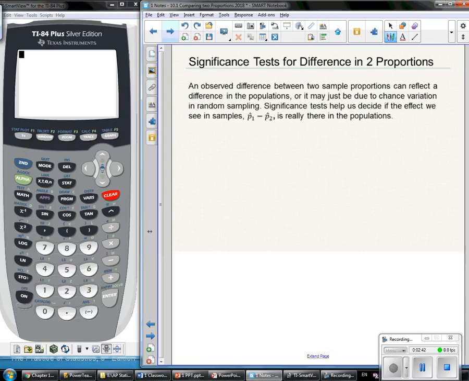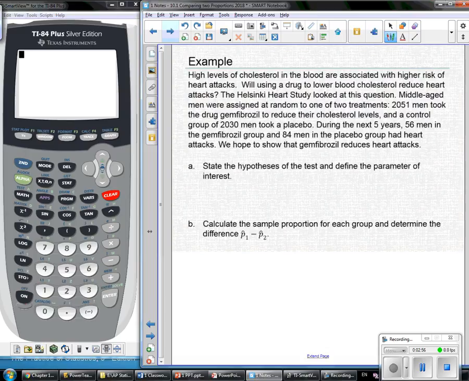An observed difference between two sample proportions can reflect a difference in the populations, or it could just be due to chance variation in random sampling. Significance tests, like we've been doing, help us decide if the effect that we see in our samples is really there in the population, or if it's just chance.